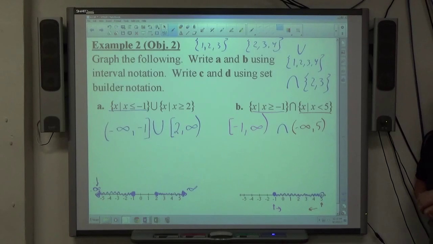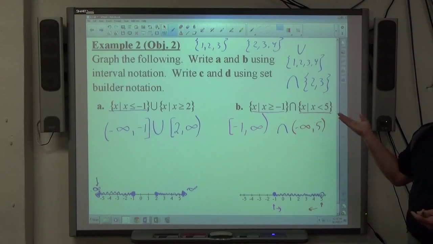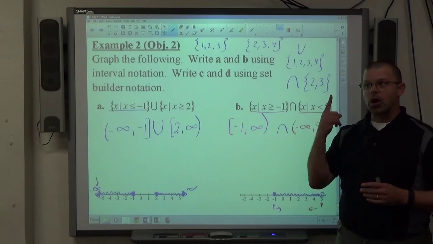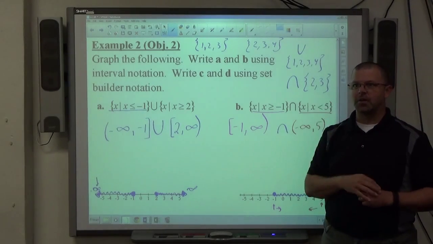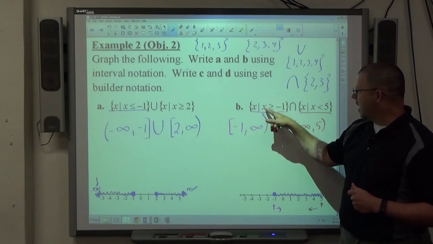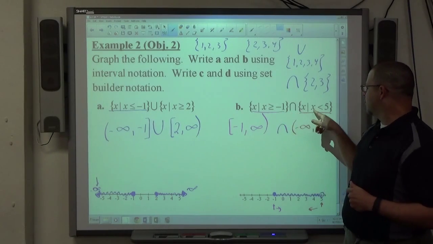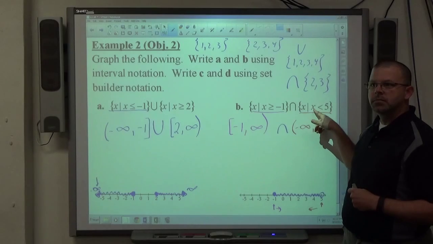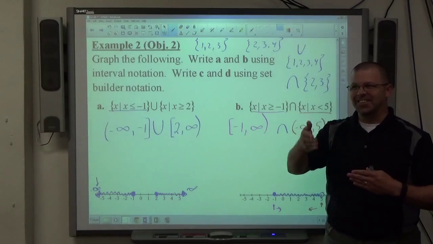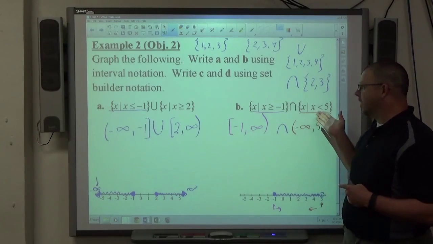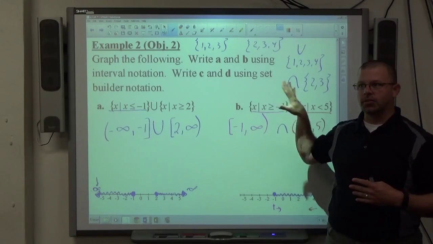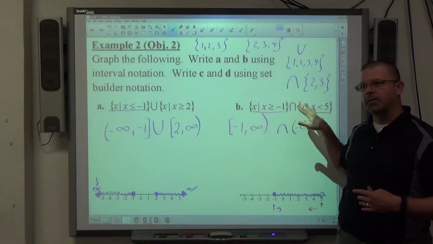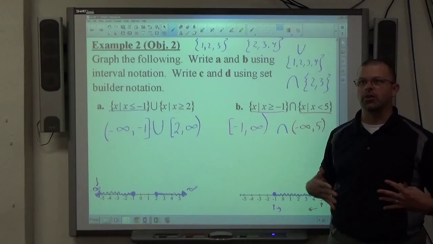If there's no overlap at all, it's an empty set, so the number line would be empty. Typically they'll do some overlap. If you only overlap at a single number, that's the number. So let's say this said x is greater than or equal to -1 and this says x is less than or equal to -1; you just graph -1. If this just said less than -1, it would still be an empty set, because everything up to -1 is included there, -1 is included there, so there's no intersection.